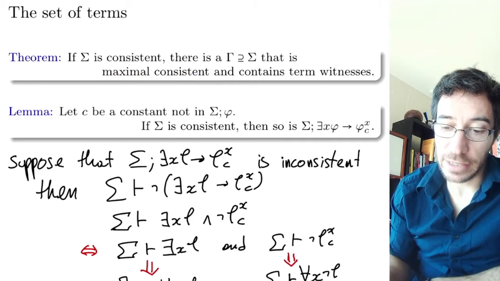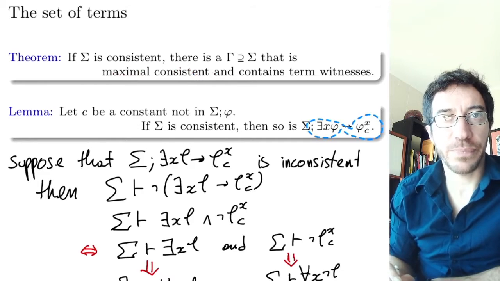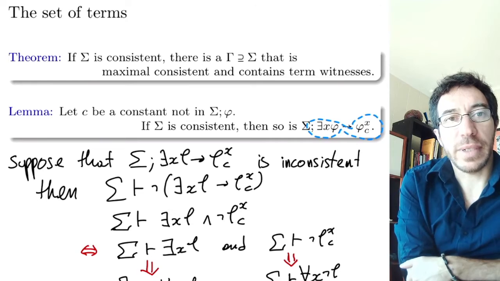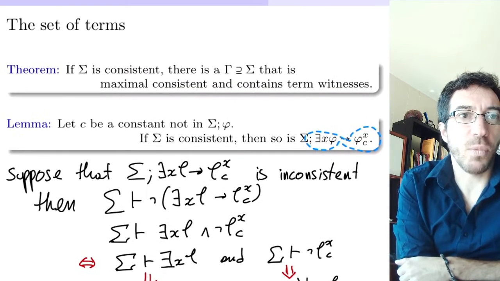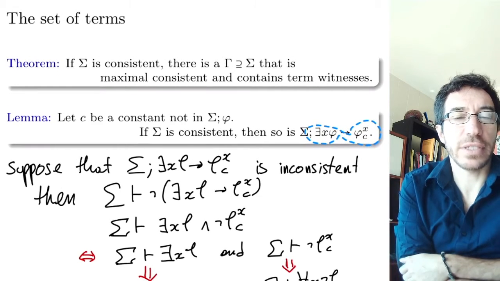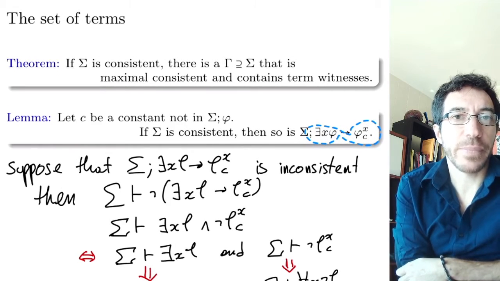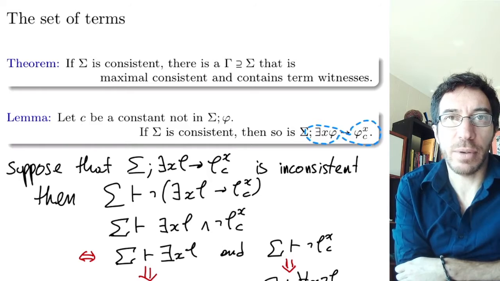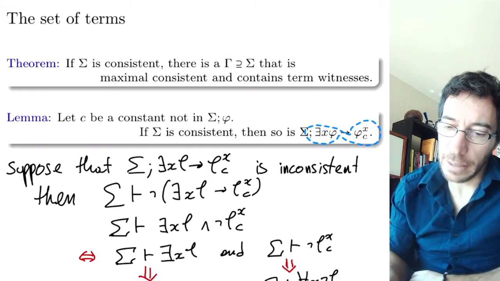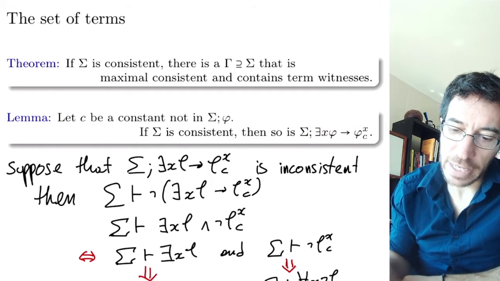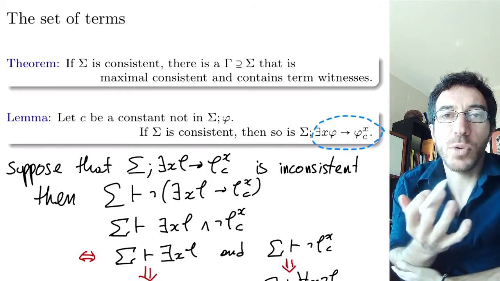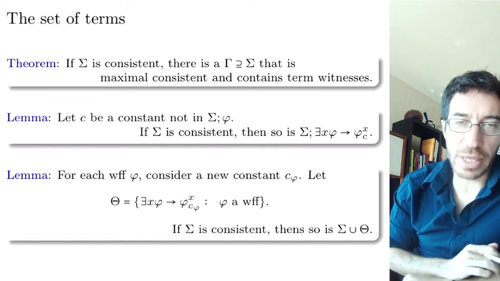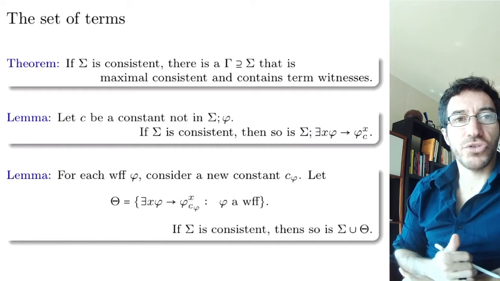And now we're saying that if you have this, then you have phi with x replaced by the term c. C is a term by itself. Okay, so if we want to fix this, find the term witness for this particular phi, the idea is we can add this formula to it without losing consistency. So we want to do it all at once. So now let's do the following.